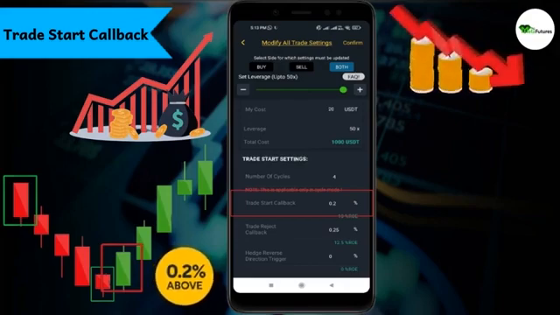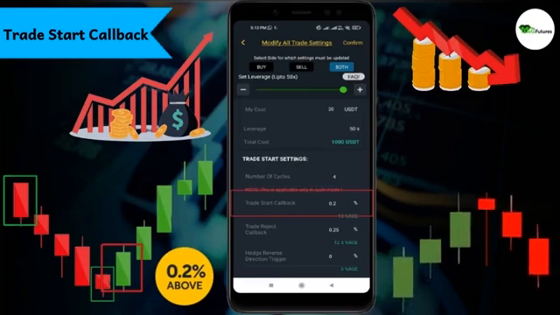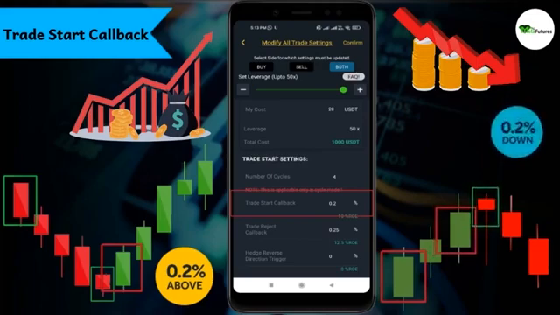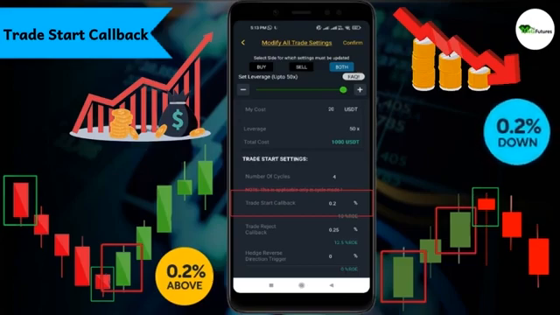Similarly in the other case, if you have placed an order that the market will go down, then the bot will not place an order here. It will wait for the market to go up as much as possible to get the highest value to start the trade. Whenever the market goes down by 0.2%, the bot will immediately place an order.